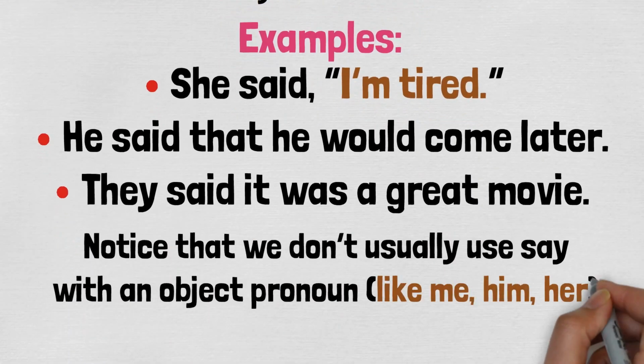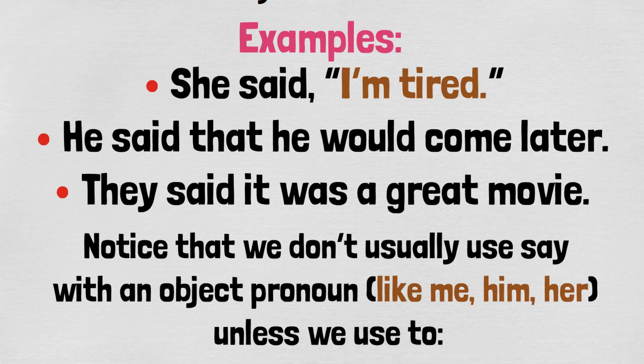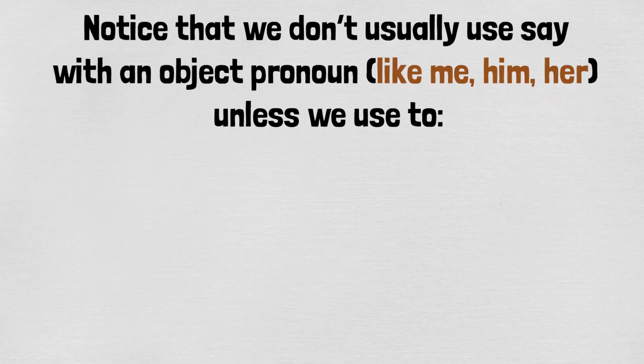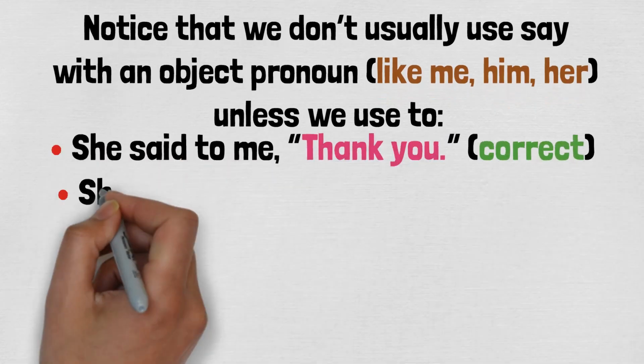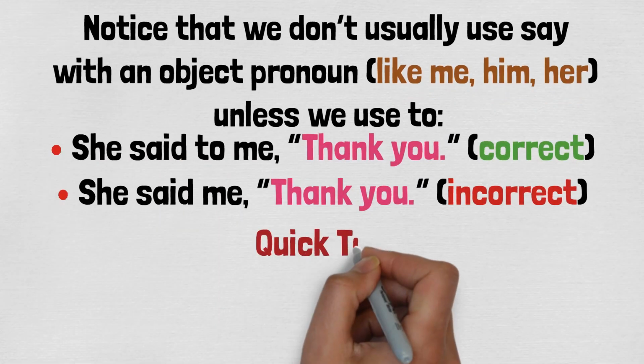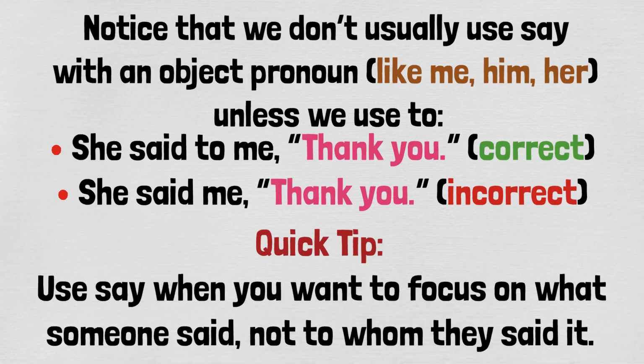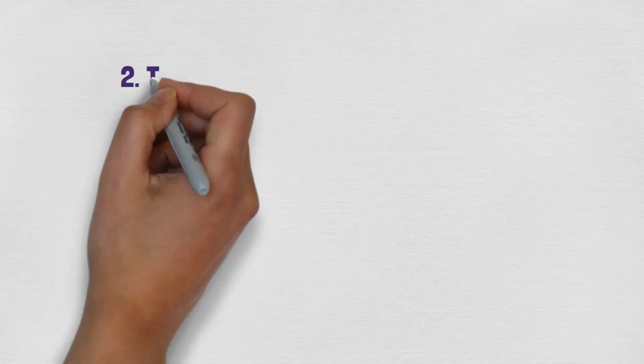Notice that we don't usually use say with an object pronoun, like me, him, her, unless we use to. She said to me, "Thank you." Correct. She said me, "Thank you." Incorrect. Quick tip: use say when you want to focus on what someone said, not to whom they said it.